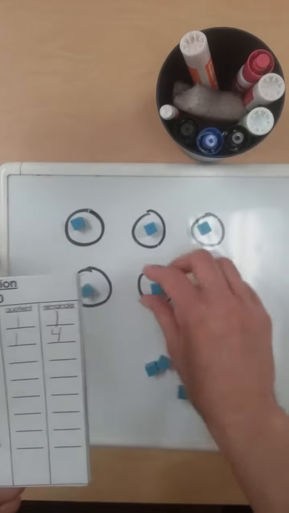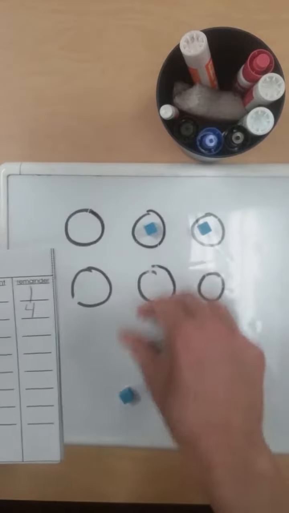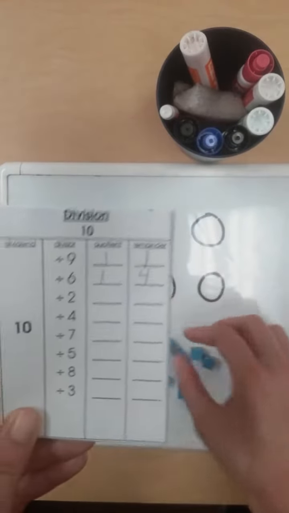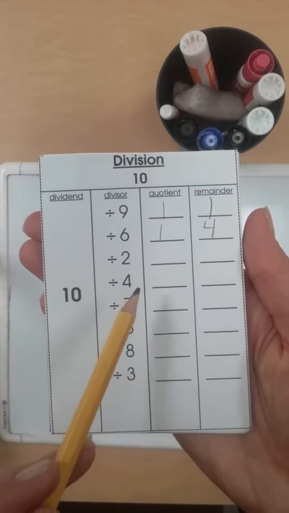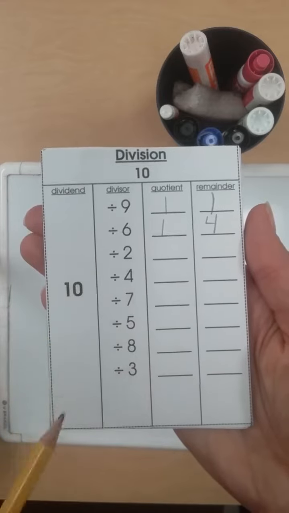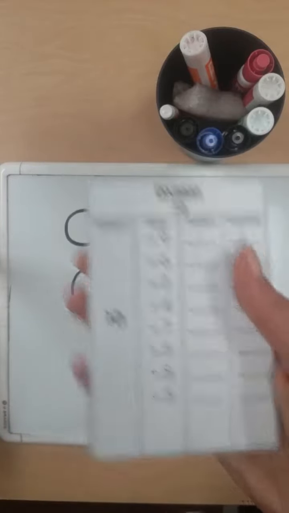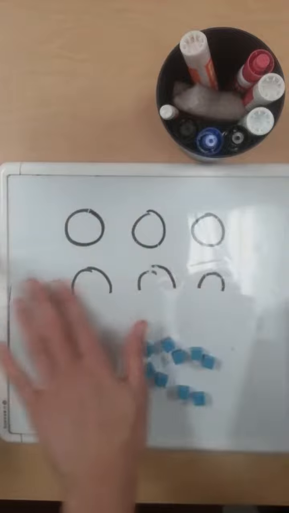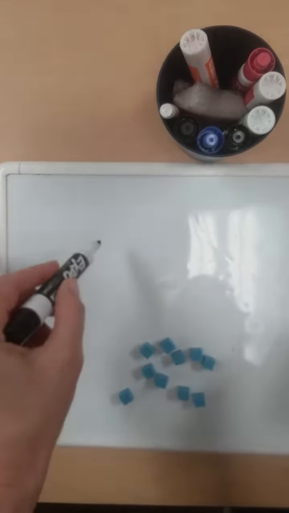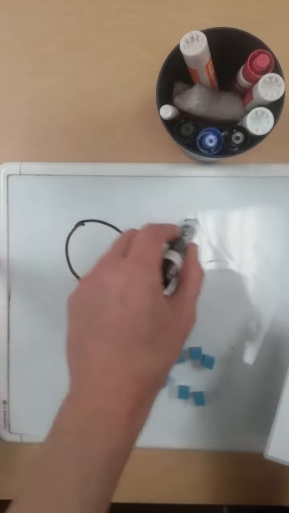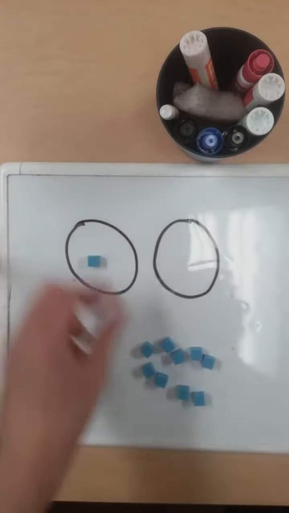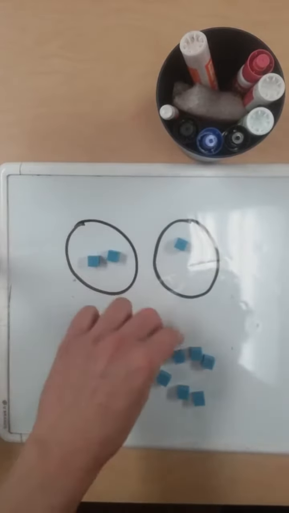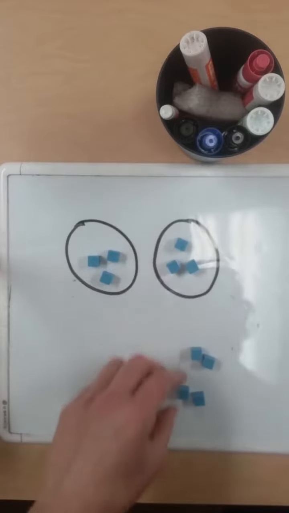This time I'm going to keep my 10 blocks and look at my next problem. This one is 10 divided by 2. And that means I have 10 blocks, and I'm dividing them into 2 equal groups. So I'm going to erase the circles I have here, and actually I'm going to erase all of them and make 2 bigger circles because I need to fit all of my 10 blocks in there. So I'll just distribute them again, giving 1 to each.